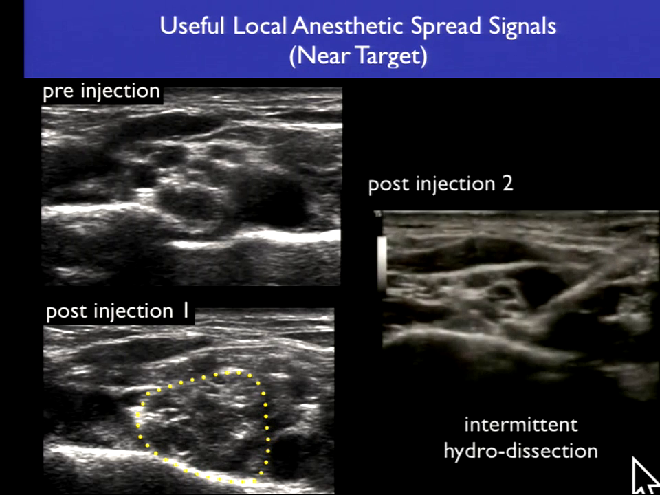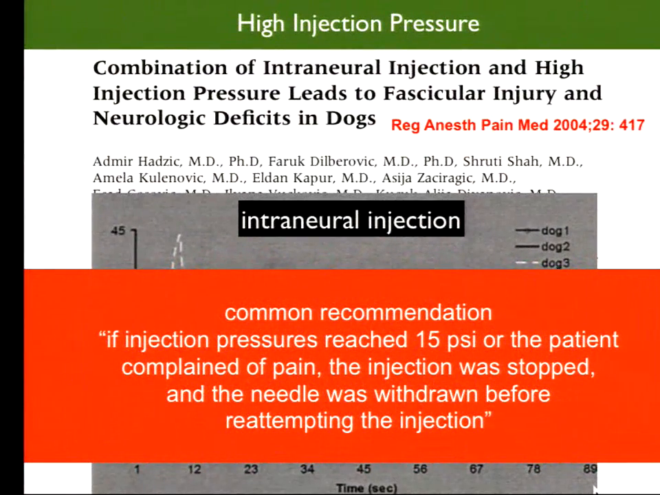And what I like to do now is, again, use the fluid to create a pocket. Clearly the needle is not inside the nerve. As I now inject, I can go further and further to the inferior trunk. So this would be really what I like to do, use the intermittent hydrodissection.